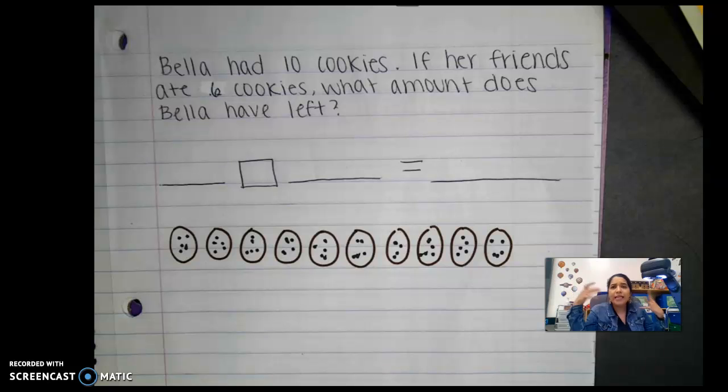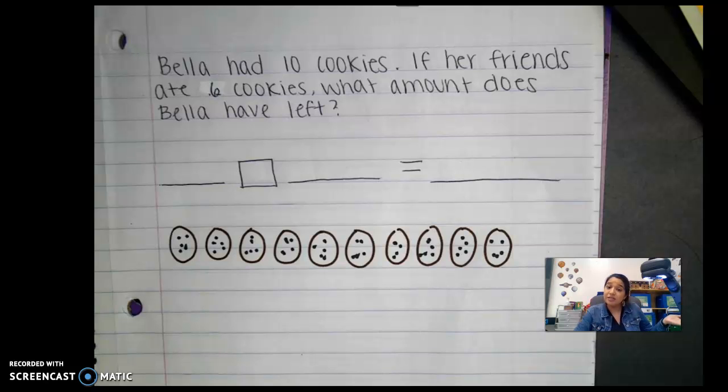So whenever I eat cookies, so I'm going to eat 6 cookies. Does that mean that I will have more cookies than I started with or less cookies? So if I had 10 cookies and my friends ate 6, does that mean I'll have more cookies or less cookies? Less cookies. Good job, less, because my friends ate some.